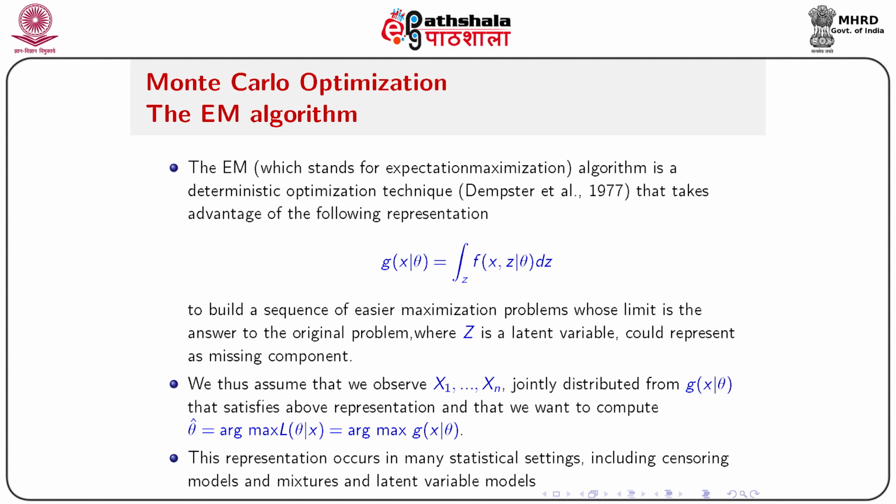The EM algorithm is a deterministic optimization technique that takes advantage of the following representation: g(x given theta) equals the integral over z of f(x, z given theta) dz, to build a sequence of easier maximization problems whose limit is the answer to the original problem, where z is a latent variable that could represent a missing component. We thus assume that we observe x1 to xn jointly distributed from g(x given theta) satisfying the above representation, and that we want to compute theta hat equals argmax of L(theta given x), which is argmax of g(x given theta). This representation occurs in many statistical settings, including censoring models and mixture and latent variable models.